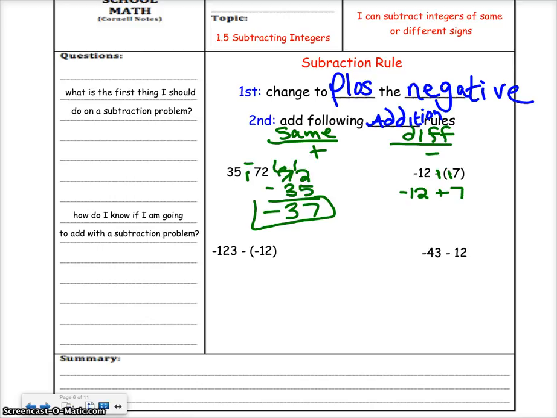Are they the same or different? Different. Thank you. So I'm going to take their difference, and I have more negatives. Notice that's always the same thing I say in my head. Are they the same or are they different? Because that tells me what I'm going to be doing with them.